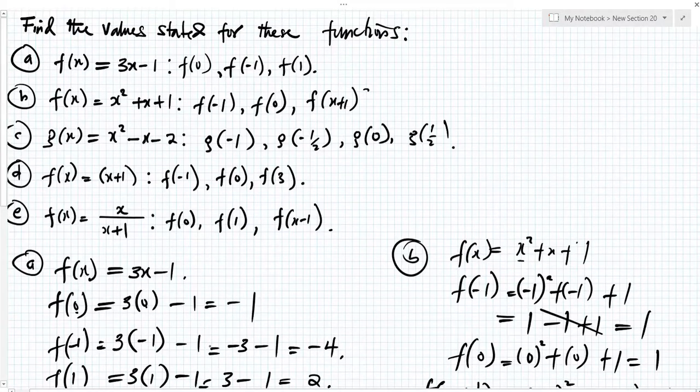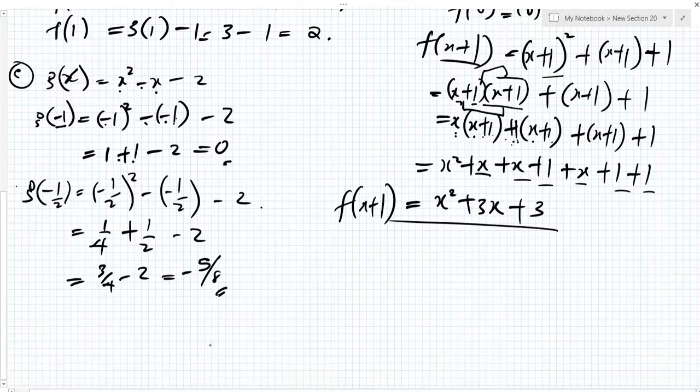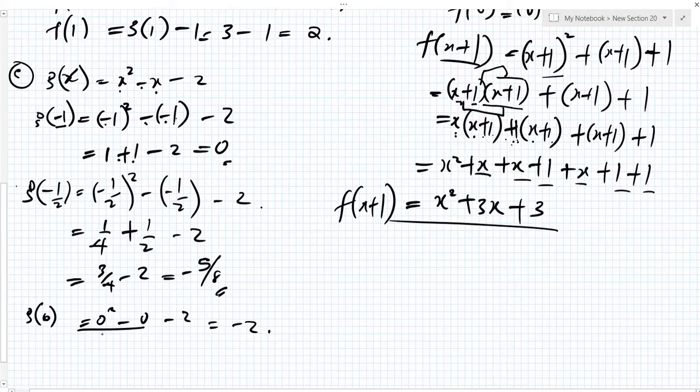Then the other one is g of 0. So wherever you see x, I put 0. So 0 squared minus 0 minus 2. So this will give you minus 2 because the whole of this is 0.